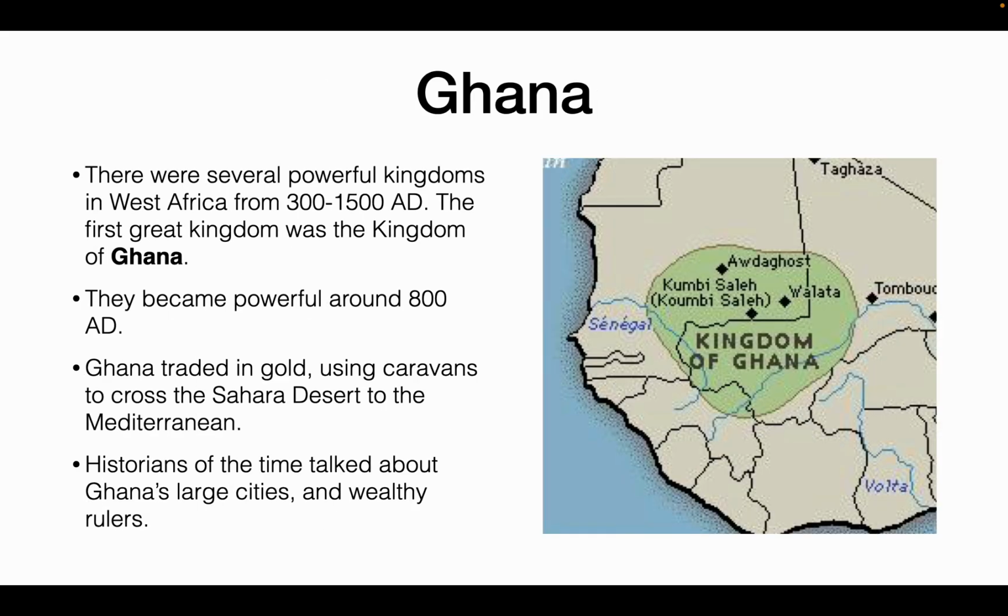So in West Africa, we had several large kingdoms. We had, first of all, Ghana. This was a powerful kingdom from about 300 to 1500 AD. They became most powerful about 800. And Ghana traded in things like gold. They used caravans to cross the desert. And the historians of the time talked about how they had huge cities and wealthy rulers.